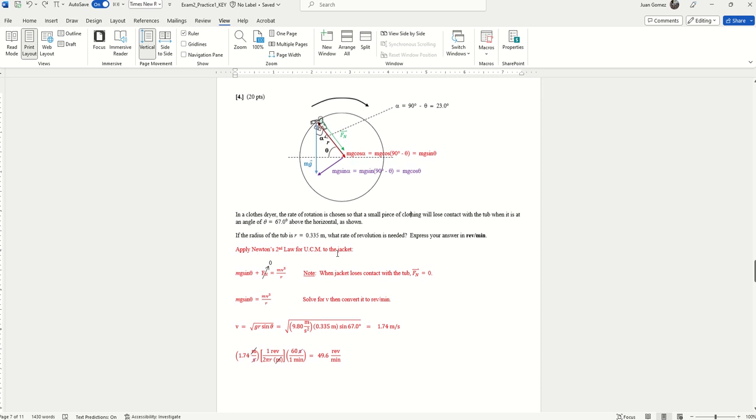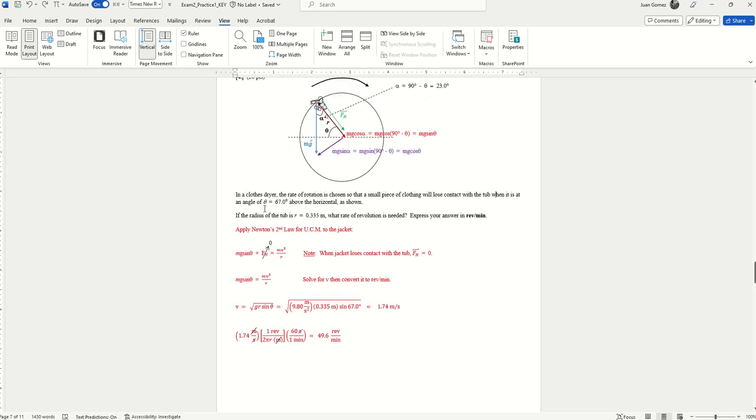The sum of the forces in the radial direction must equal mv squared over r. Well, right now, let's look at our diagram. There are two forces in the radial direction. There's mg sine theta, which is pointing towards the center, and there's Fn. Clearly, there are two forces, the red vector and the green vector, and they're both positive because they're both directed towards the center. So I have mg sine theta plus Fn equals mv squared over r.